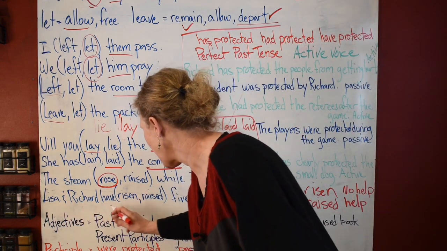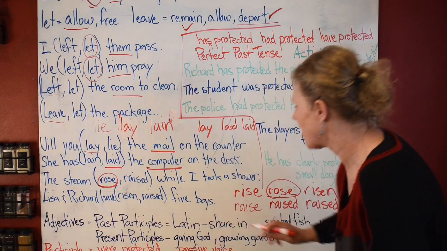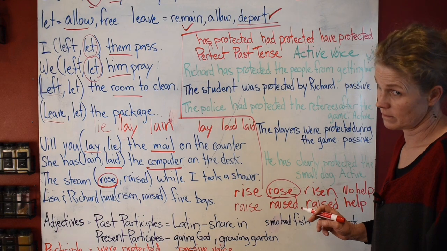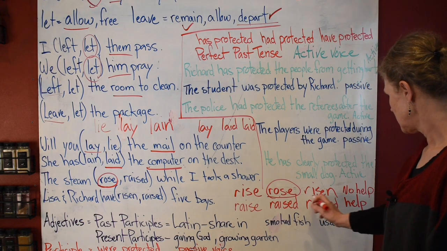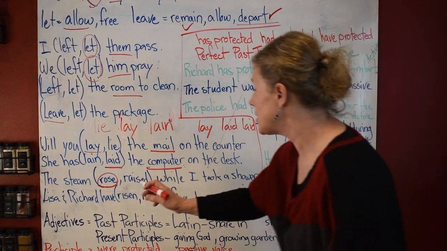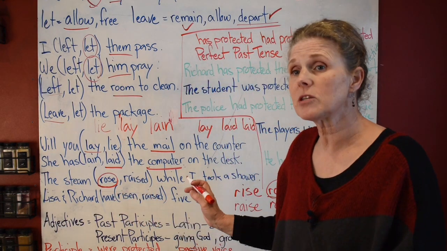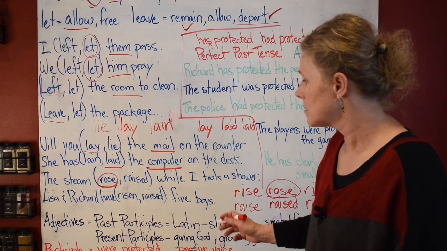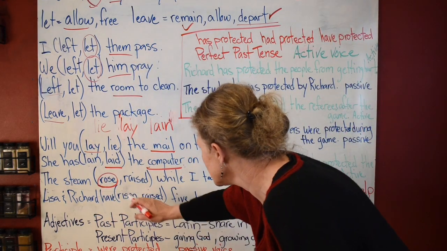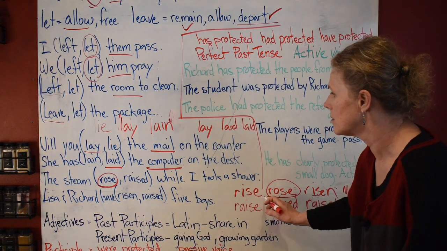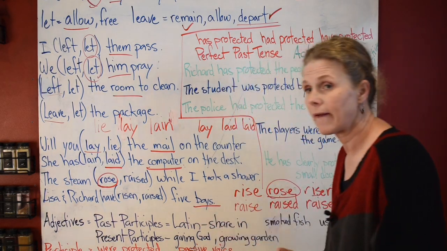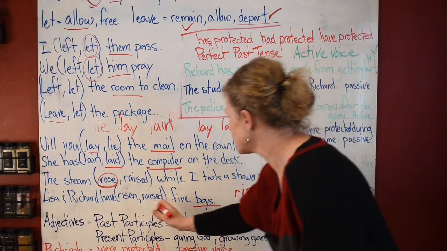Lisa and Richard have risen or raised 5 boys. Risen? No, raised. Look, has risen. But people get this so confused. Richard and Lisa have risen 5 boys. See, this risen and rose, they go together. But that is incorrect. Look, we have a direct object. Let's say it the other way. We have a direct object, we know it's raised.